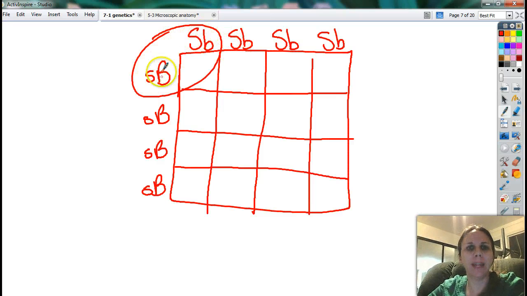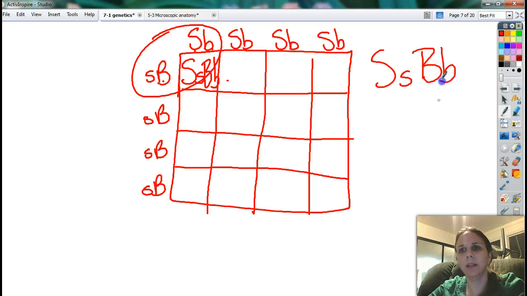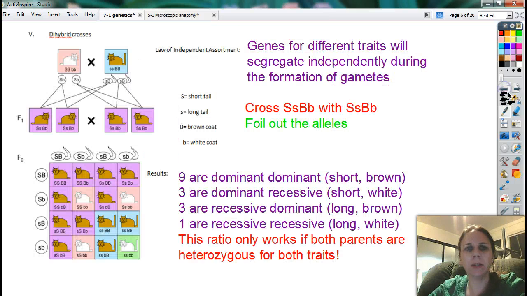You want to keep the same type of letter together, and if there's a big and a small, big always goes first. So on this one I have a big S and a little s, so I'm going to write big S, little s. And then I have a small b and a big B, so I'm going to write big B, small b. Every single one is going to end up the same. So I have big S, little s, big B, little b. Okay, let's go back to the picture.